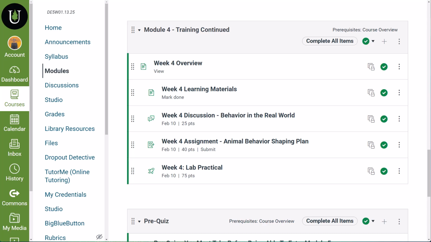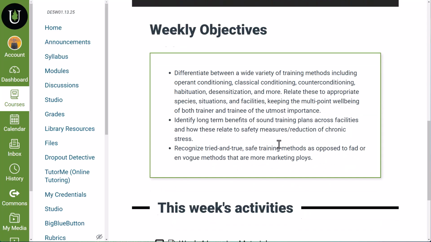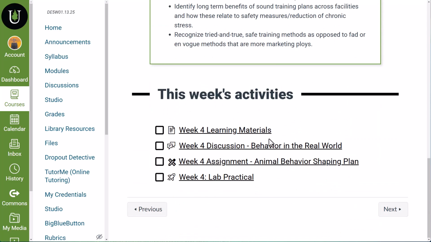Let's take a look at what you're doing this week in class. We're in Module 4 and we're continuing our lessons on training. As always, you have a brief overview here along with your weekly objectives and your list of activities. You'll have 3 assignments this week. You'll have 1 discussion, a week 4 assignment where you're doing a behavioral shaping plan, and then a lab practical.